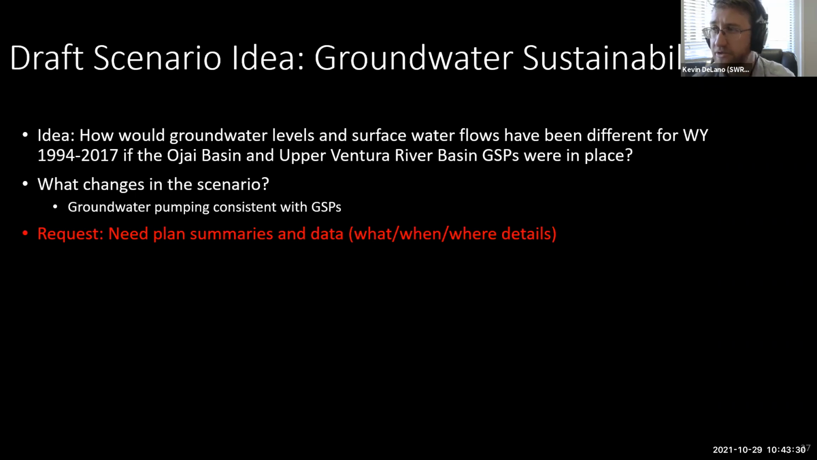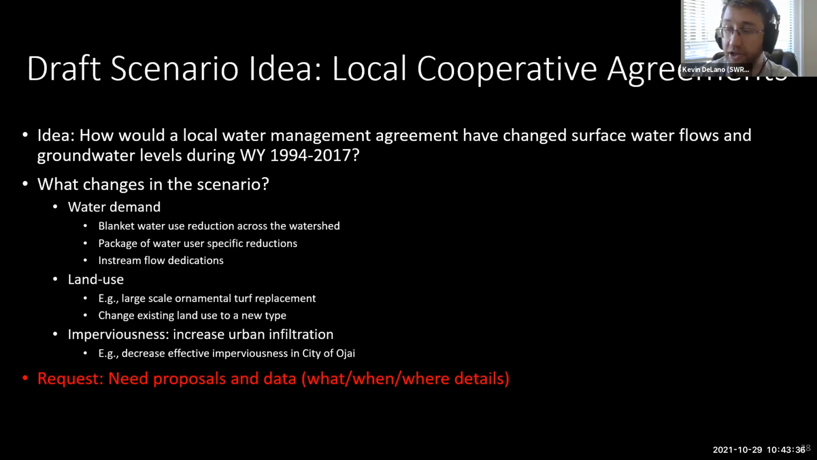Okay, I'll just continue then. The next draft scenario idea is to simulate a local cooperative agreement, also known as a voluntary agreement. The idea is, how would a local water management agreement have changed surface water flows and groundwater levels during water years 1994 to 2017? If there was a local effort to change water demand or take other actions that would impact surface water flows and groundwater levels, how would that have played out during the last 23 years of the modeling period?